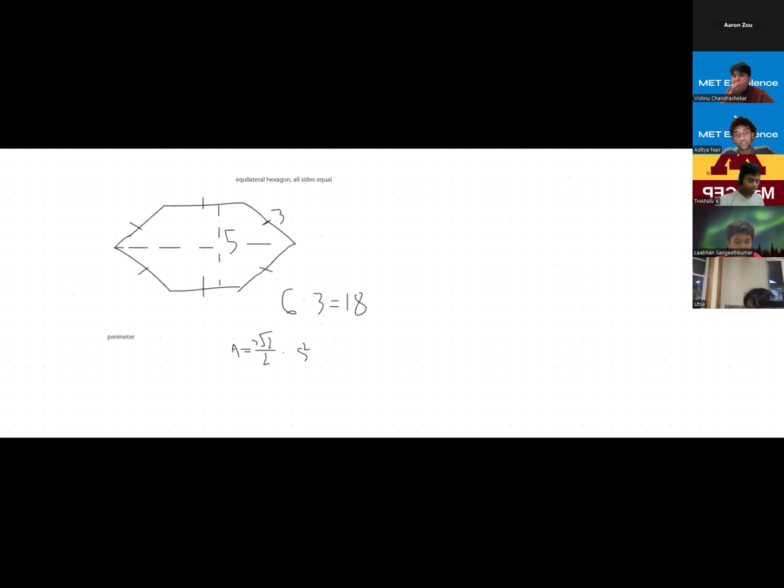So let's just apply this formula and see what we get. We have 3 square root 3 over 2 times the side length squared. Our side length squared is going to be 9. So we have 3 square root 3 over 2 times 9, and this is going to equal 27 square root 3 over 2. So, like I said, don't worry too much about the area. If you want, maybe just write this down, but it doesn't really matter. It's not going to show up.